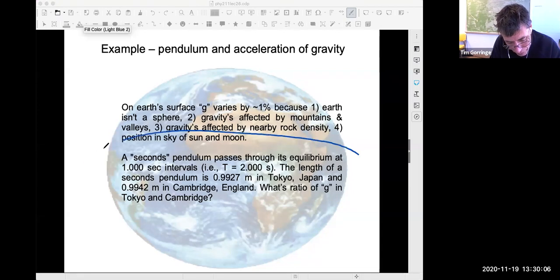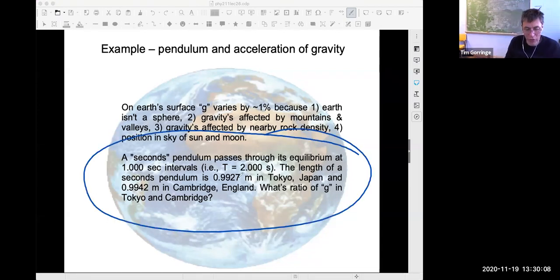In this problem, which is down here, we're told we've got a seconds pendulum. So a seconds pendulum is a pendulum that has a kind of convenient length for making these sorts of measurements of accelerations of gravity. A seconds pendulum doesn't have a period of 1 second. It actually has a period of 2 seconds. 1 second is the interval between passing through the equilibrium point, because every complete cycle you pass through the equilibrium point 2 times.